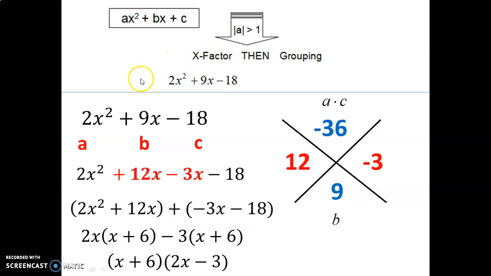Then we looked at the cases where the a value, the first coefficient, the coefficient in front of x squared, is not 1. When that is not 1, we begin with x factor, but then we do a longer technique called grouping, and we can see the grouping technique here. So these two numbers, whereas before they led to the factors, now they lead to the expansion of the middle term and then grouping to factor it completely.